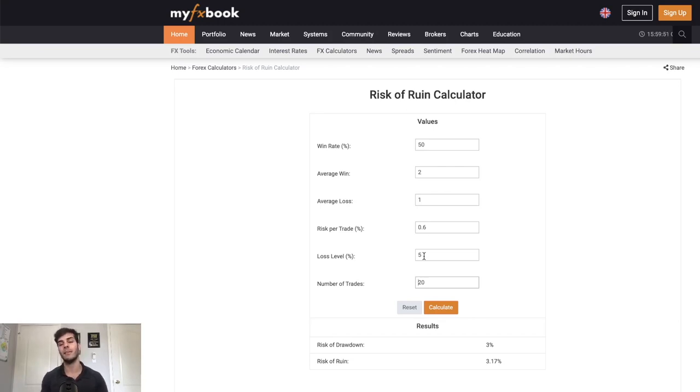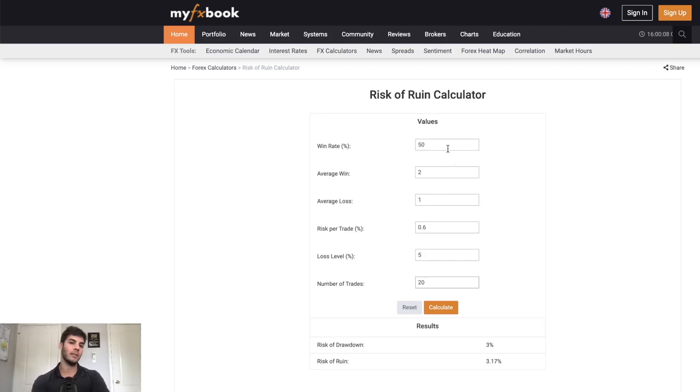Times 20 accounts is 70K in 1 month. So you can literally trade 6 micros per trade. You can take one trade per day. 2-to-1 risk reward ratio, 50% win rate, and in 1 month make 70K from prop firms, right? There's nothing more I need to say.